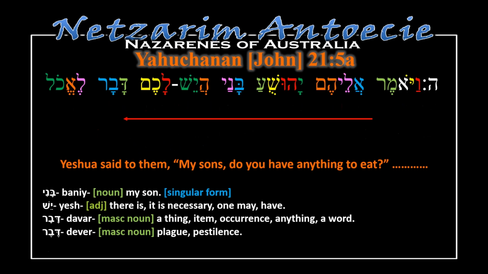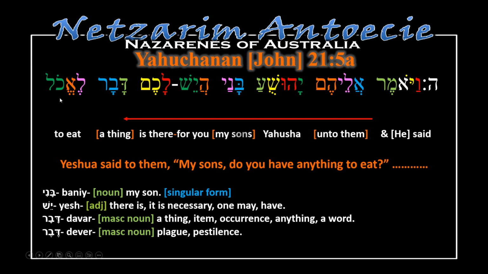And so now we can read it. Vayomer Alehem Yahushua Banai Hayesh Lakem Davar Le'ekol. And the translation, and he said unto them, Yahushua, my sons, is there for you a thing to eat?